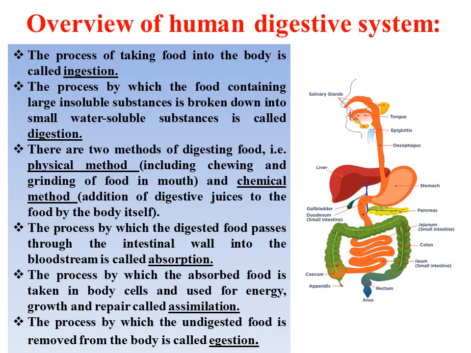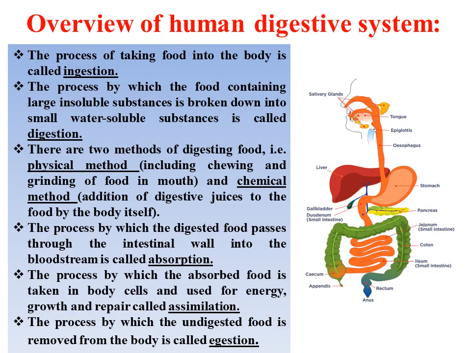The process by which food containing large insoluble substances, insoluble means which is not soluble, like many components of foods such as carbohydrates, proteins and fats, are broken down into smaller substances. Carbohydrates are broken down into fatty acids and glycerol, then proteins are broken down into amino acids. When all these insoluble substances are broken down into small water-soluble substances, that is called digestion. This digestion process takes place by two methods.